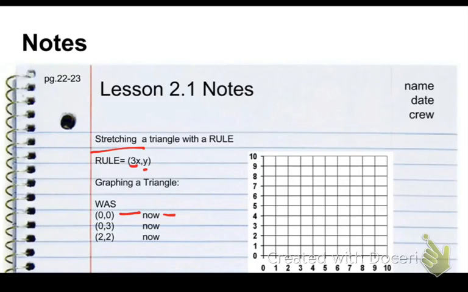So I start with (0, 0). Well, what's 3 times 0? 0. And y I leave the same. It's going to stay 0. So now I end up getting (0, 0).